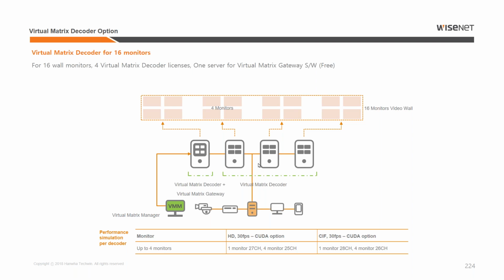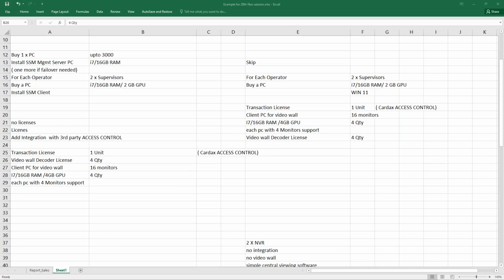So back to the example, if the customer has 16 monitors on the video wall, first you need to buy a PC to connect the video wall. You'll buy a PC with i7, 16 GB RAM, 4 monitors each, so a 4 GB graphics card. You'll buy 4 PCs, and these 4 PCs will be remotely controlled by any one PC or maybe some other PC. It doesn't matter. That doesn't require a license.